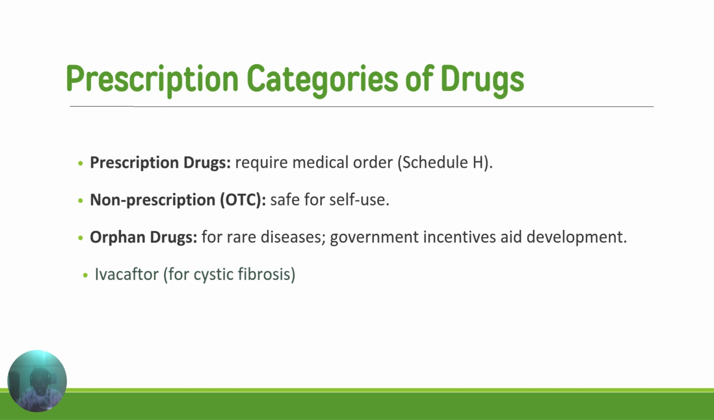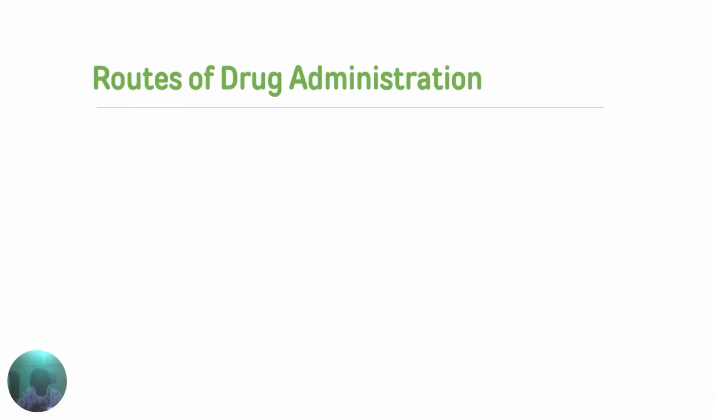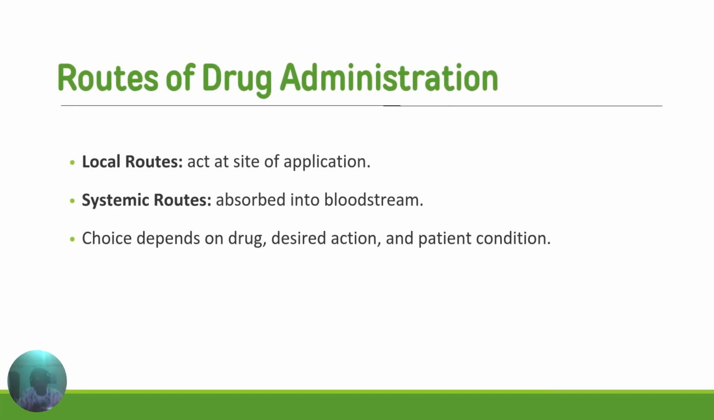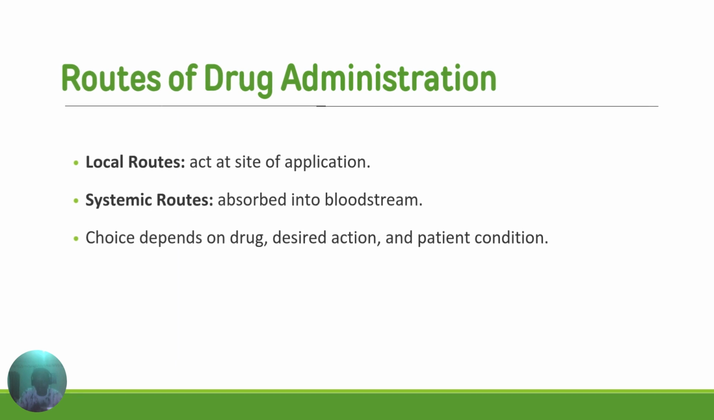We know that cystic fibrosis is a condition that affects a very small population. So the drug that is used for the treatment of cystic fibrosis is ivacaftor, and it's one of the orphan drugs that we have. Then next, we are going to look at the routes of drug administration.